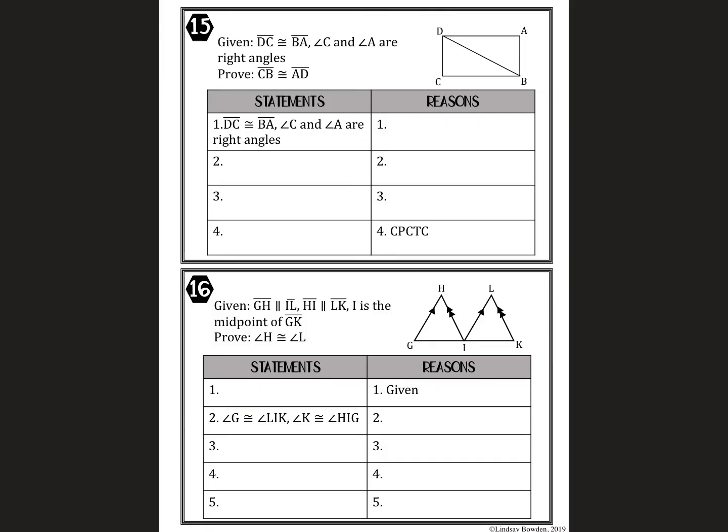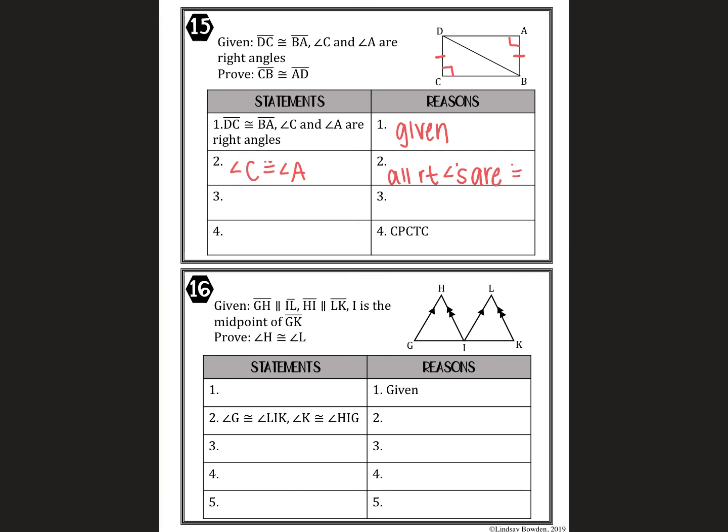For the next one, we have some given information. I'm going to mark it in red. So DC is congruent to BA. And then it says angle C and angle A are right angles. Remember, you mark right angles with the square. It has to be very specific. Now that I know they're right angles, I can also say angle C is congruent to angle A because all right angles are congruent.